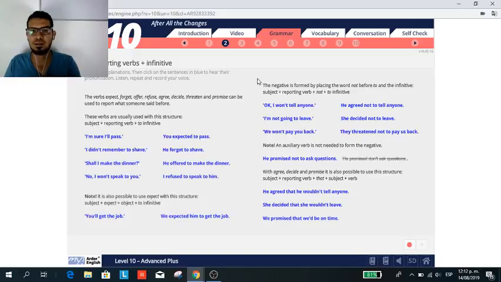The negative is formed by placing the word not before to and the infinitive: subject plus reporting verb plus not plus to infinitive.